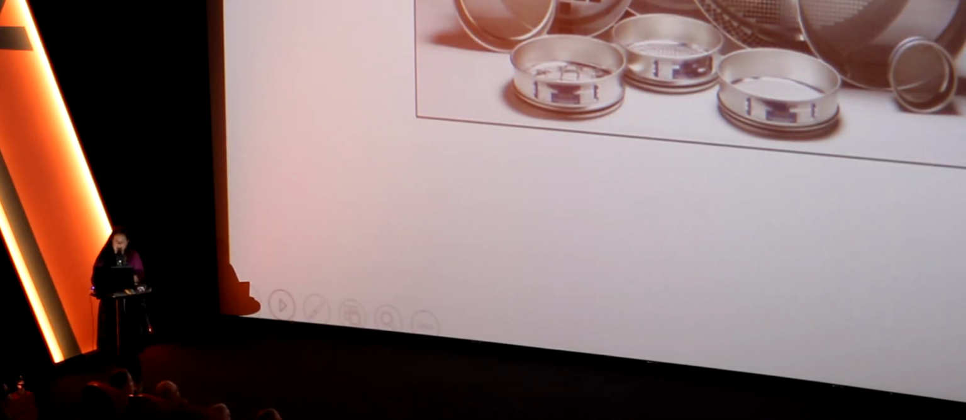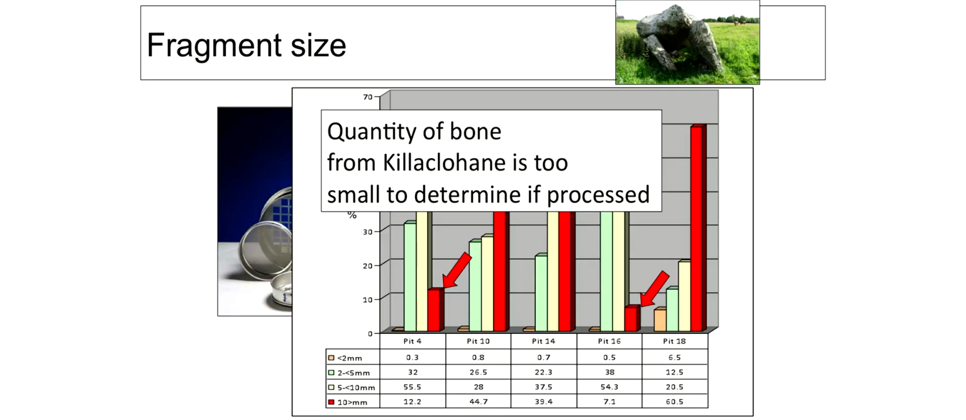For the fragment size, we literally passed the entire sample of bone through sieves to see the sample size, and this can tell us whether bone has been processed, because in a lot of archaeological cremations there will be evidence that the bone has, after cremation, been pounded down to very, very small fragments. This isn't Killaclohane, this is another site, but it is giving an indication of these two in particular, where most of the fragments were less than 10 millimeters in size, and 10 millimeters is kind of the cut-off. If more than half the sample is bigger than that size, then we would suggest it hasn't been processed. But unfortunately in Killaclohane, the sample size, that 121.2 grams, is just too small to be certain of whether anything like that went on.